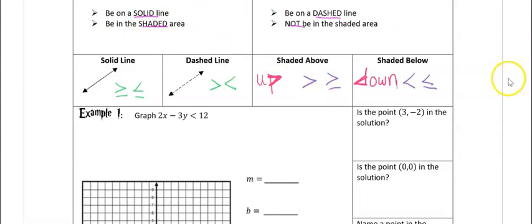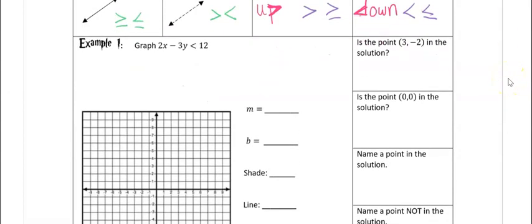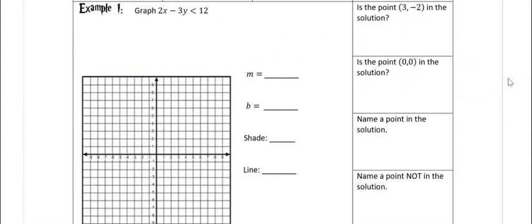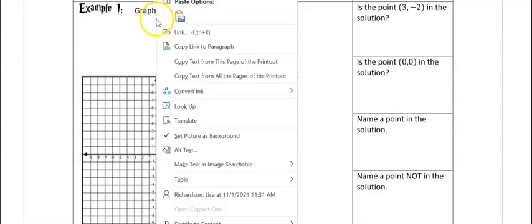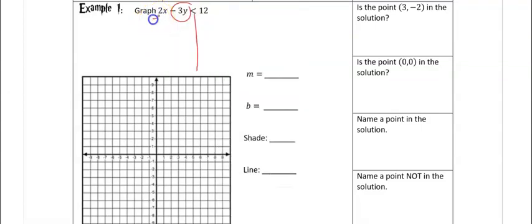Okay, we're going to do example 1. So it says graph 2x minus 3y is less than 12. So this looks similar to our normal linear equations. What we need to do first is solve for y. So we circle that negative 3y. We get rid of, let me draw my line down, hold on. Okay. We get rid of that 2x, right? To get rid of the positive 2x, we subtract that 2x from both sides.